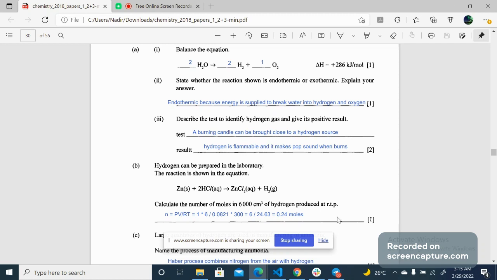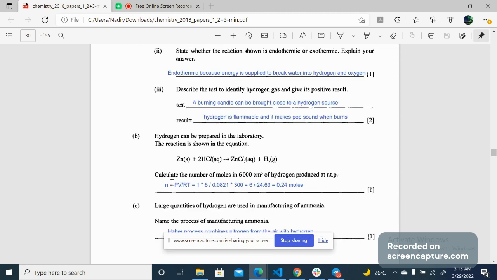Now at room temperature and pressure, we have been asked to figure out the number of moles in this much volume of hydrogen. So we have the famous formula, PV equals nRT. We have just modified it according to our requirement. We have to find the number of moles, with a small n. So the condition is room temperature and pressure. This is the standard condition, and here pressure is 1 atmosphere. This is one here.